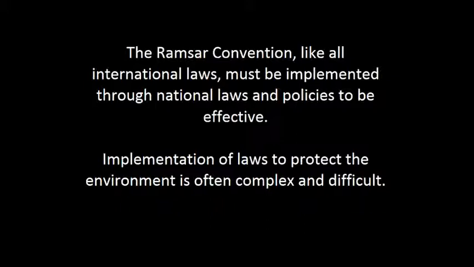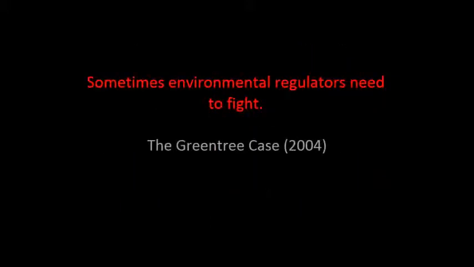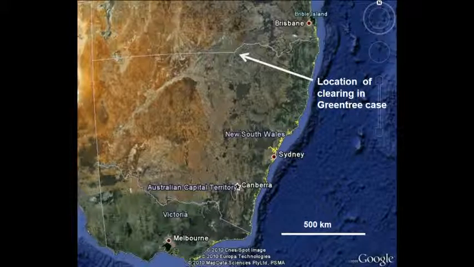The Ramsar Convention, like all international laws, has to be implemented, and I want to give you an example of how difficult the implementation can be. I also want to make the point that sometimes regulators have to fight. An example of that is an Australian case, ironically called the Greentree case. It was against a fellow called Ronald Greentree, the largest private wheat grower in New South Wales, who had a whole series of court cases against him for illegal land clearing. His name was Greentree, but he never saw a tree that he didn't want to chop down and plant wheat. This case involved clearing in northern New South Wales.